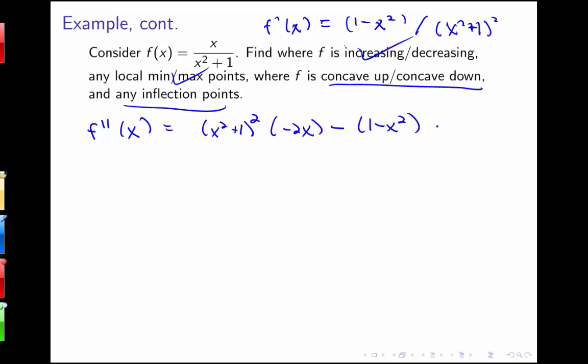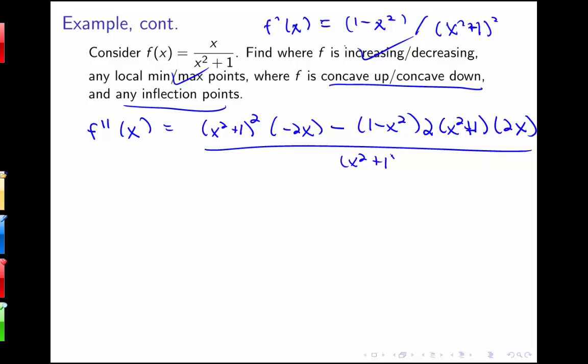And we're going to have to use the chain rule there. So we're going to have 2 times x squared plus 1 times 2x, and then this is all over that bottom function squared. So x squared plus 1 to the 4th. So now I have to do a little bit of algebra.